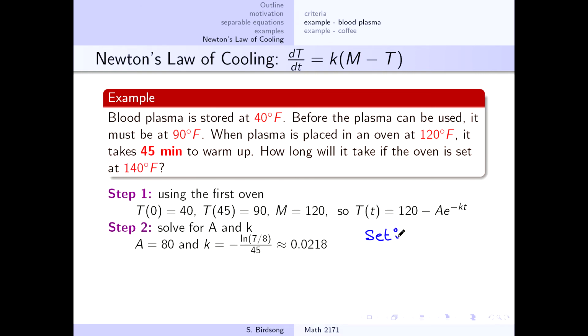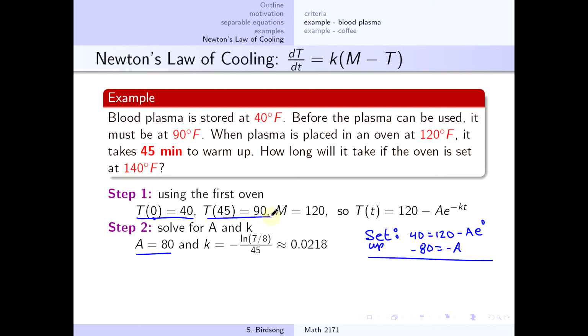So in terms of the setup, t equals 0. We would have 40 equals 120 minus A e to the 0. So this means when you rearrange, we would have what? Negative 80 equals negative A. So A would equal 80. Okay? Now, that takes care of the first initial condition.